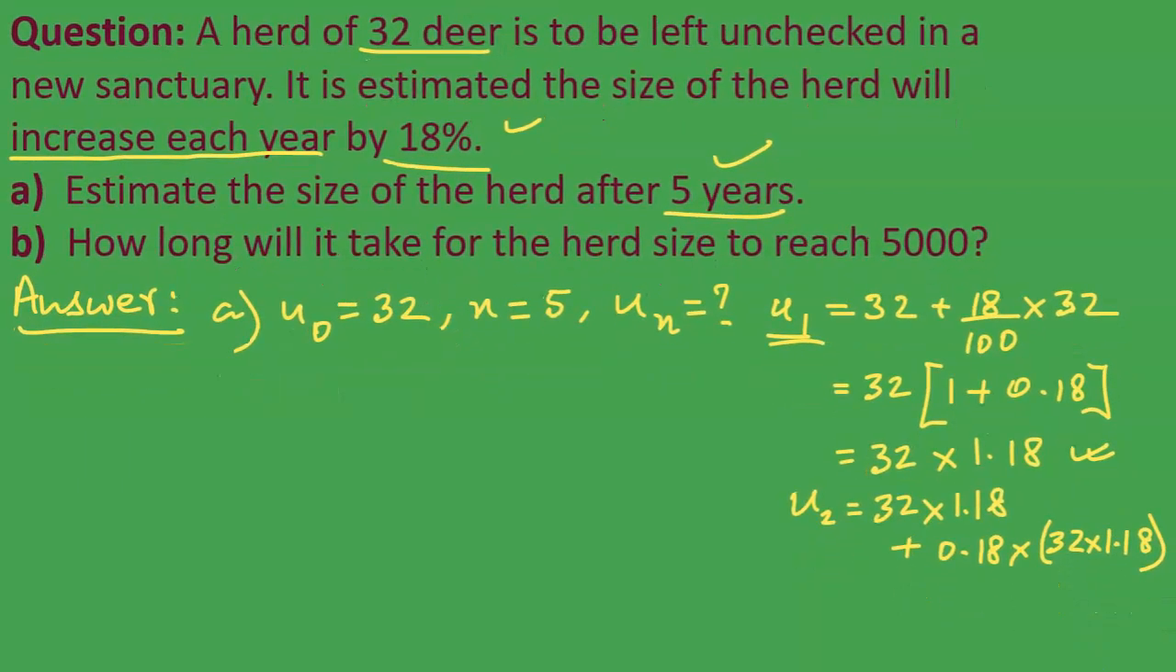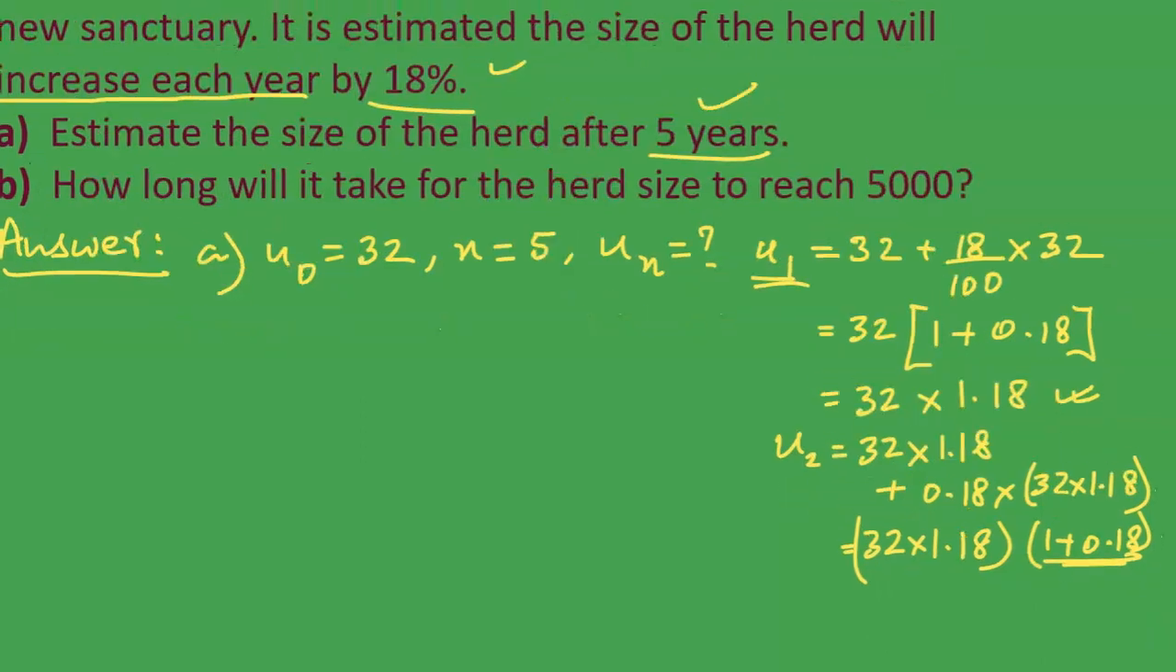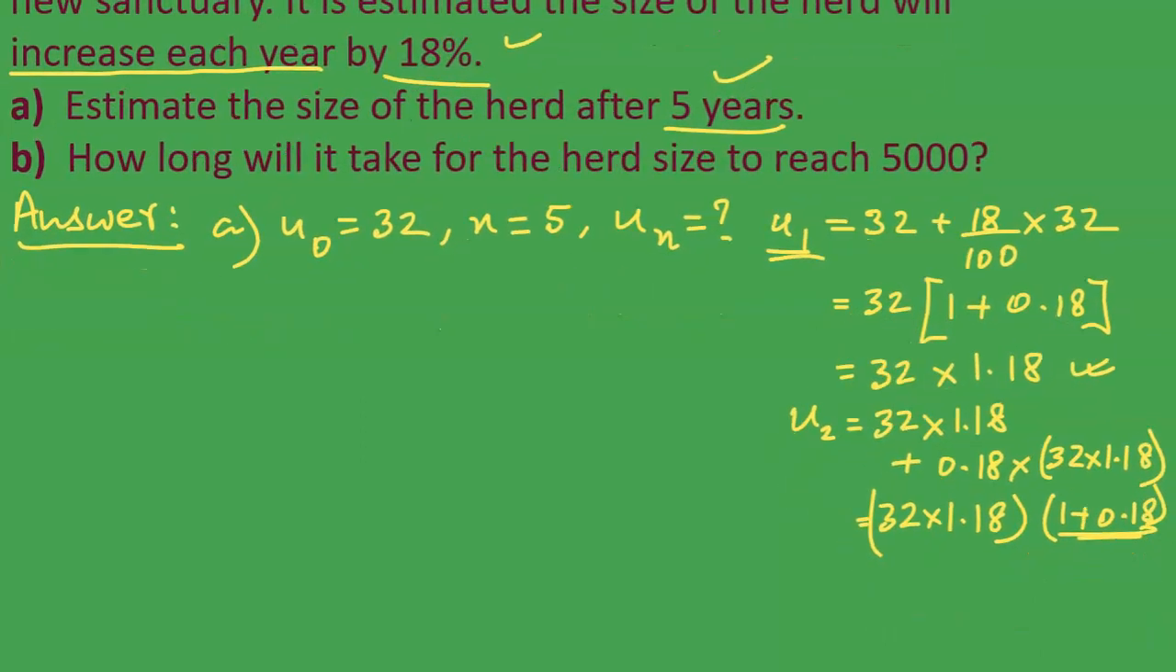So, this should be equal to, I can take 32 into 1.18 common, and we have 1 plus 0.18. This is also equal to 1.18. So, we have U2 equal to 32 times 1.18 whole square.